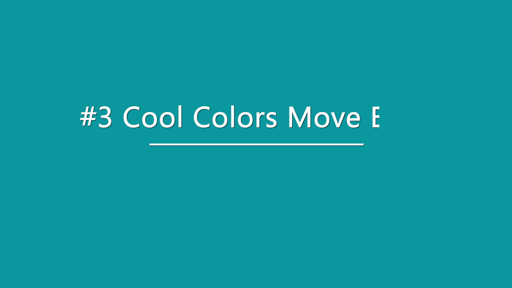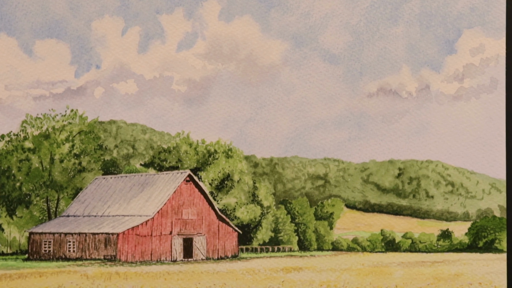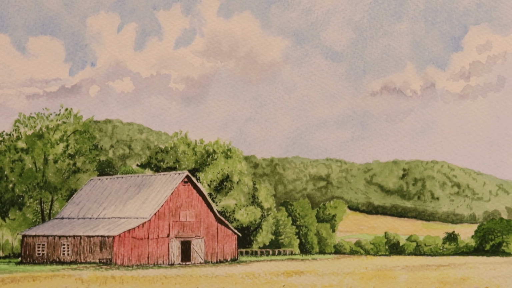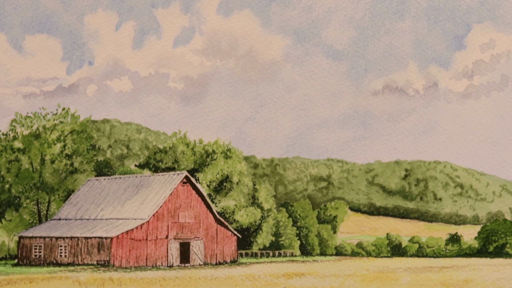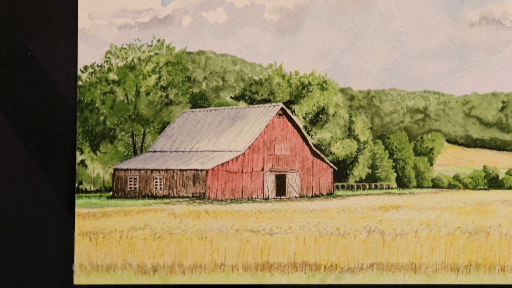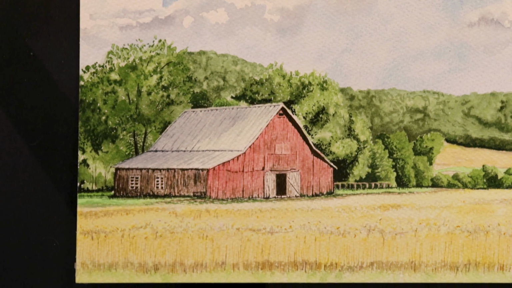Number 3, cool colors move back. Warm colors tend to be closer, and cool colors tend to move back. Look at this painting of a red barn sitting in a wheat field in front of a hillside of trees and blue sky. Your eyes immediately jump to the red barn. This is one of the easiest ways to create depth.